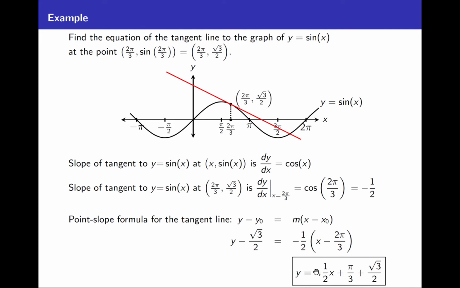y equals negative 1/2 x plus pi over 3 plus the square root of 3 over 2. That's mx, where m is negative 1/2, plus b, where all of this is our b. That would be our y-intercept, so pi over 3 plus square root of 3 over 2. That's right there, that number, where that red line hits the y-axis. So there's our equation.